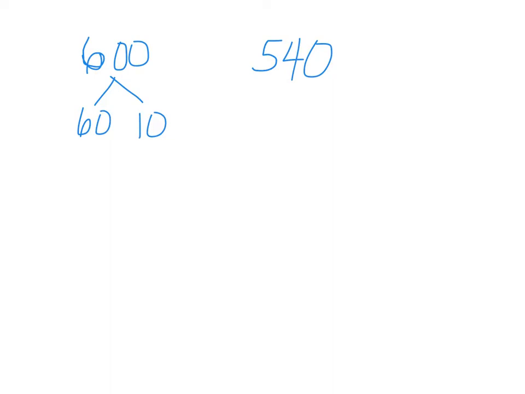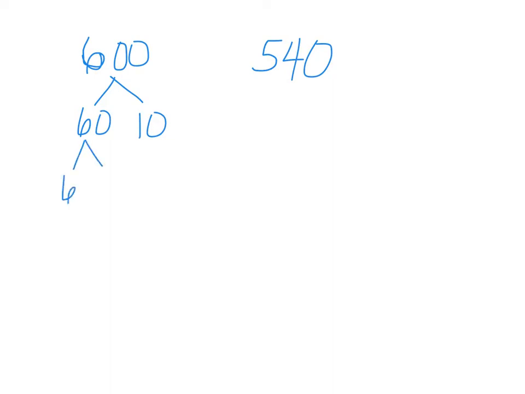So the next pair of numbers that I have here is 600 and 540. Definitely using the listing method would be very tedious here because I'd have to list all the factors of 600 and all the factors of 540. So let's just use the prime factorization. The first thing I'm going to do is find the prime factorization of each number. So 600 I can actually break up into 60 and 10.